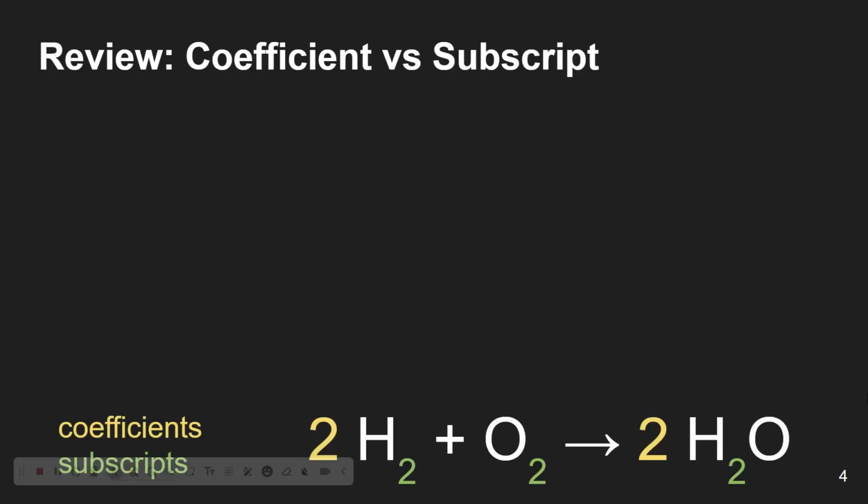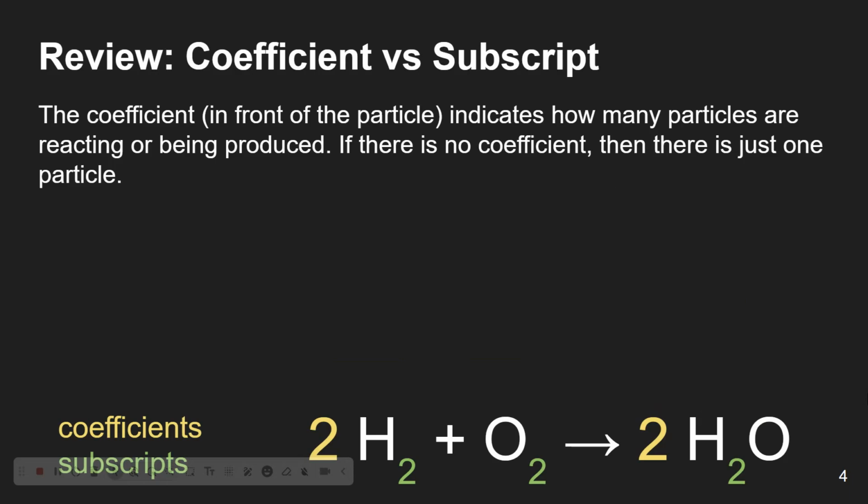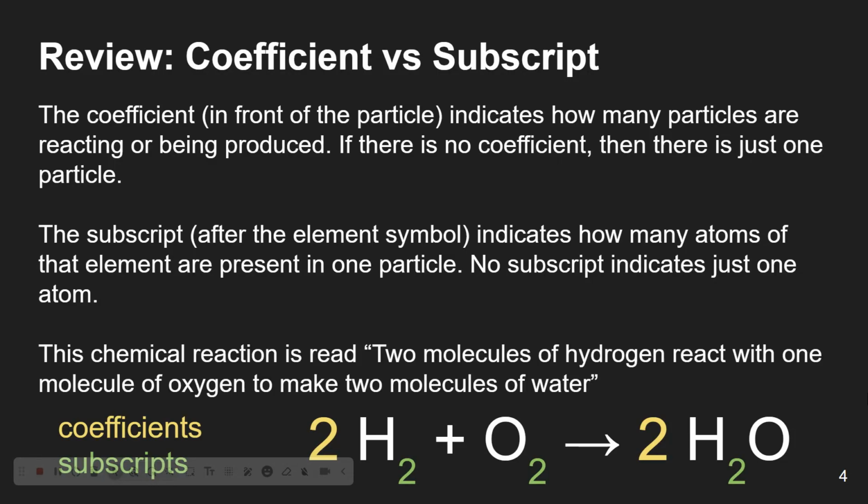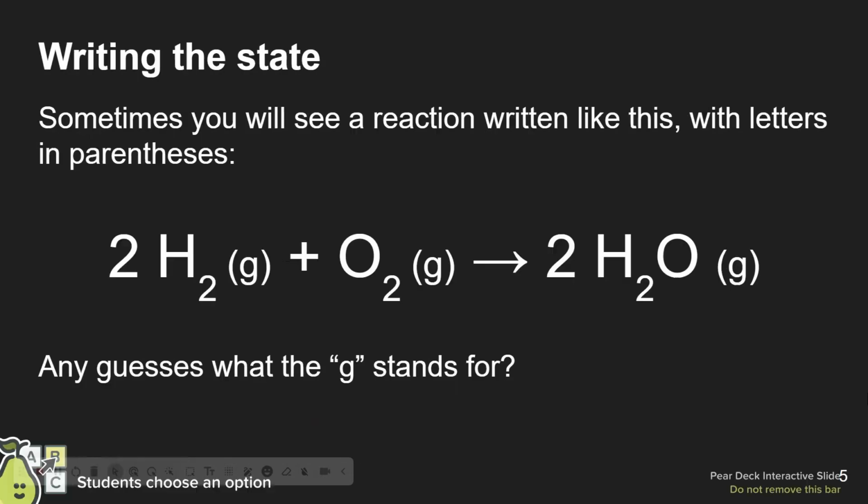reaction. So just in review, the coefficient in front of the particle indicates how many particles are reacting or how many are being produced in the case of the product side. If there is no coefficient, just know that there is only one particle. The subscript, which is after the element symbol, indicates how many atoms of that particular element are in one particle. If there is no subscript, it just means that there's one atom. The chemical reaction would then be read: two molecules of hydrogen react with one molecule of oxygen to make two molecules of water. Sometimes you'll hear the arrow referred to as the word yields.